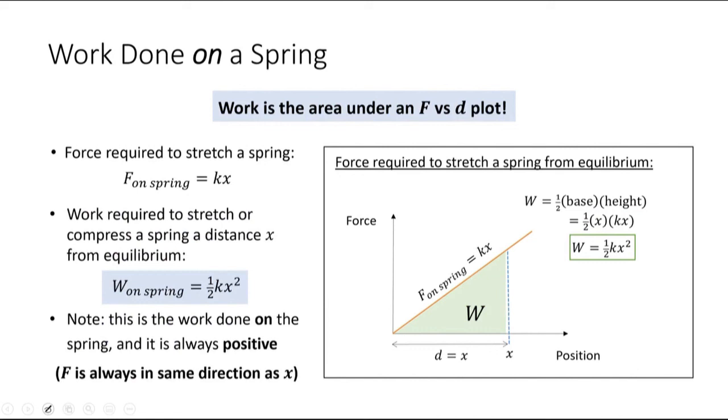It's always 1/2 kx squared, and it turns out it's always going to be positive because no matter what, when you displace a spring from equilibrium, you're always going to be pushing or pulling on it in the same direction that it's displaced from equilibrium. So in this case, it was stretching a spring. If instead you were thinking about compressing a spring, then you'd be pushing a spring in the negative x direction, and it would also be displaced in the negative x direction. You'd end up with two negatives multiplied together, and you'd get a positive. So this work done is always going to be positive. I don't recommend memorizing that.